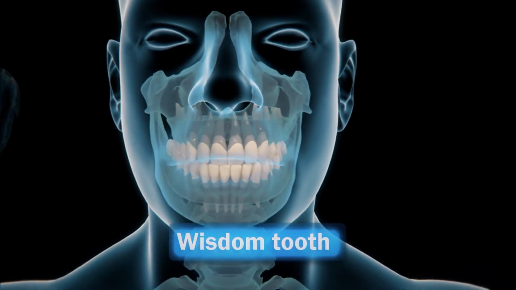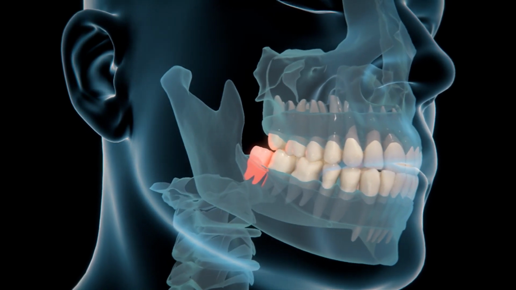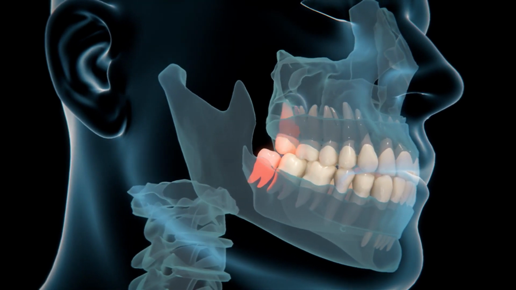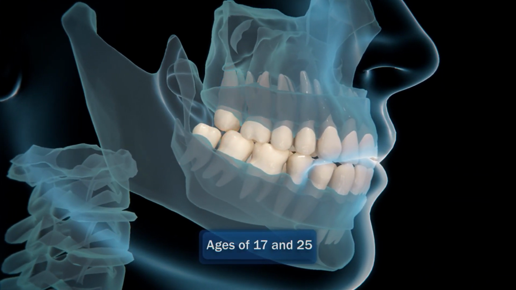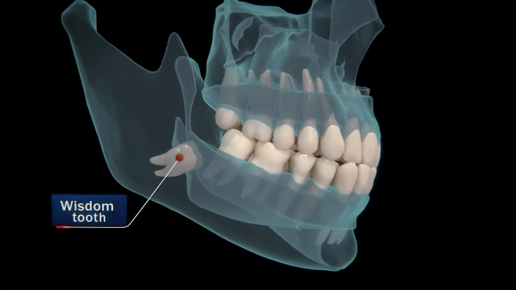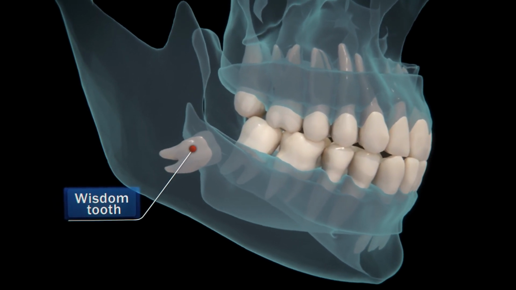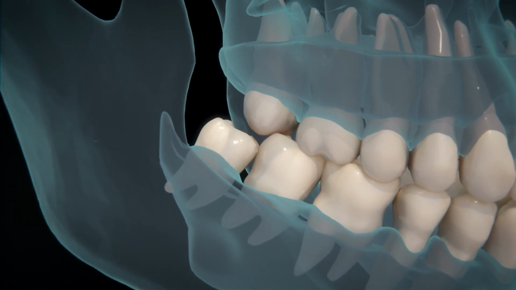Wisdom tooth extraction is a common surgical procedure to remove one or more wisdom teeth located at the back corners of the mouth. These are found on the top and bottom and usually appear between the ages of 17 and 25. The third molar, better known as wisdom tooth, is the last tooth to appear in humans. In some cases, there is not enough room for wisdom teeth to emerge or develop normally.